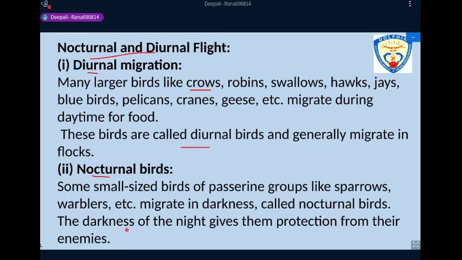Okay, so this phenomenon is practiced so that the predator does not get any signal that the bird is going to travel to a distance, and it will be protected. That is why these birds are called what? Nocturnal migratory birds.